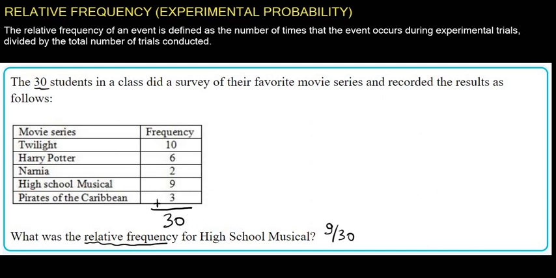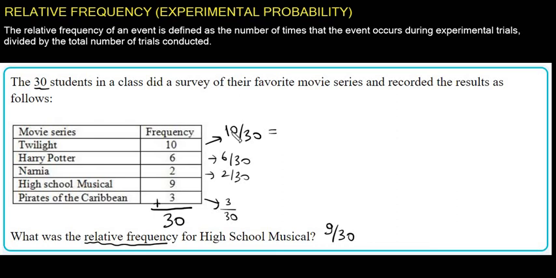Let's find the relative frequency for each outcome. For example, for Twilight, the relative frequency is going to be 10 over 30, right? Because the frequency for Twilight is 10 and the total frequency is 30. For Harry Potter, it is going to be 6 over 30. For Narnia, it is going to be 2 over 30. For High School Musical, it is already 9 over 30. And for Pirates of the Caribbean it will be 3 over 30.